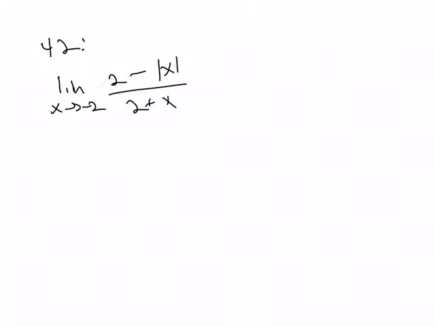Let's do problem 42. So we have the limit as x approaches negative 2 of 2 minus the absolute value of x over 2 plus x. So again, the absolute value of x is defined as x if x is greater or equal to 0, and negative x if x is less than 0.